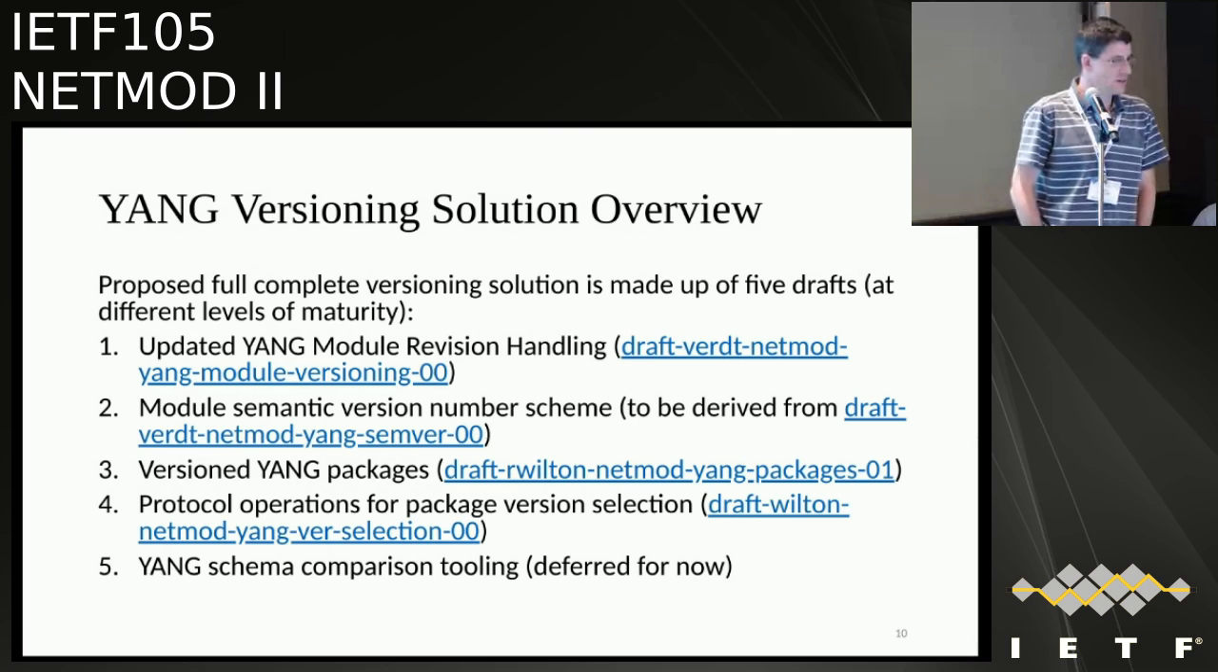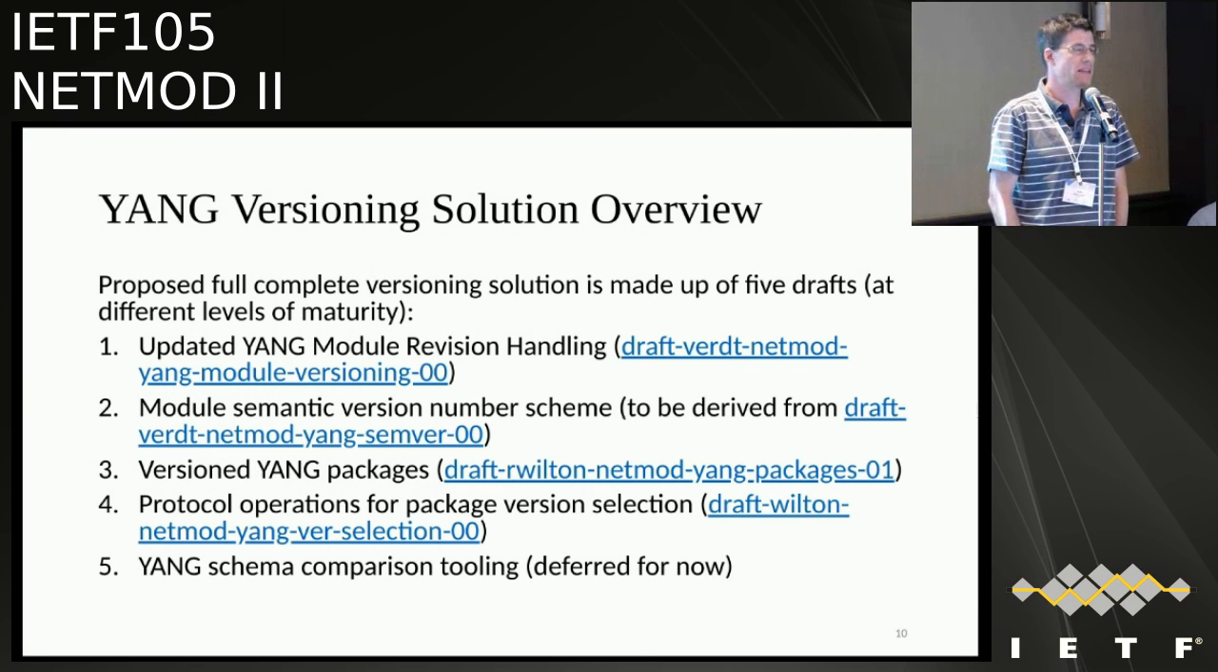Next slide, please. The overall solution, as we see it now, is made up of 5 different parts. The first one is an updated YANG module revision handling. This doesn't talk about semantic versioning at all, but talks about YANG module revisions and how they can allow non-backwards-compatible changes and express those, and more branching and fixing other things related to that area. There's also a semantic versioning number scheme that could be described fairly abstractly. That hasn't been written yet, but will be derived from the text of the previous draft, draft-verdt-netmod-yang-semver-00. We'll take the semantic versioning definition from that draft, extract that text and put it in isolation. We'll do that in the next phase.